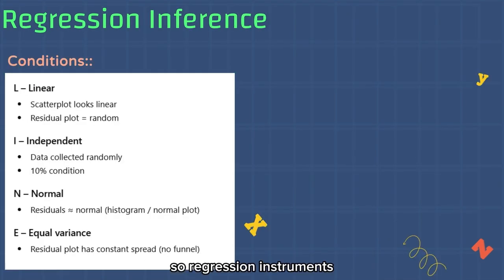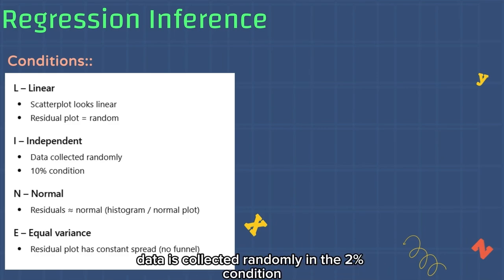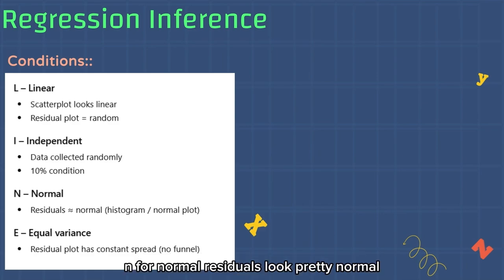So the conditions for regression inference are these. L for linear: the scatter plot looks linear and the residual plot is randomly scattered. I for independence: data is collected randomly, the 2% condition. N for normal: residuals look pretty normal in the histogram or normal plot. E for equal variance: the residual plot has a constant spread, no funnel or sideways Christmas tree.